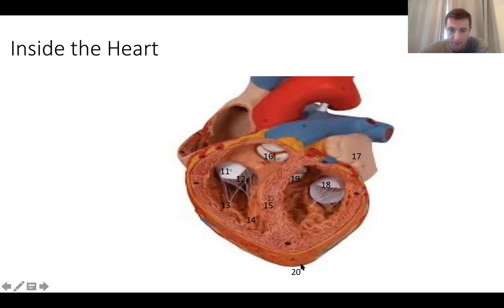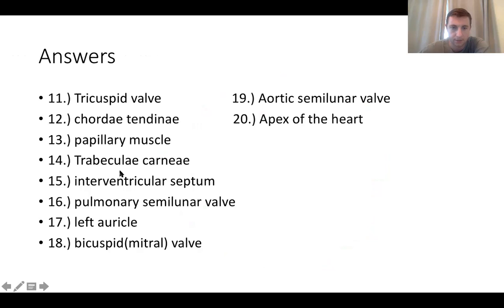This dome-like structure at the inferior portion of the heart is called the apex of the heart. And there's also the apex of the lung, but that's on the superior portion. And the bottom portion of the lung is called the base. Moving on. Okay, so these are the answers here.